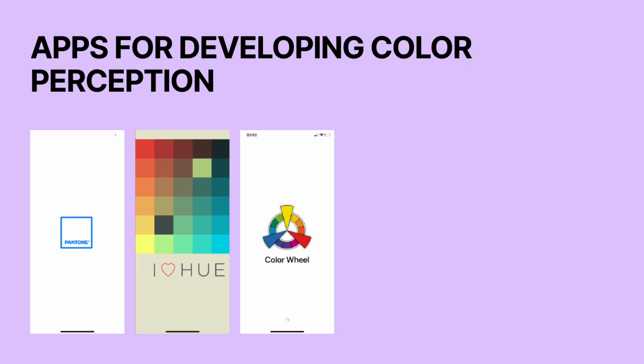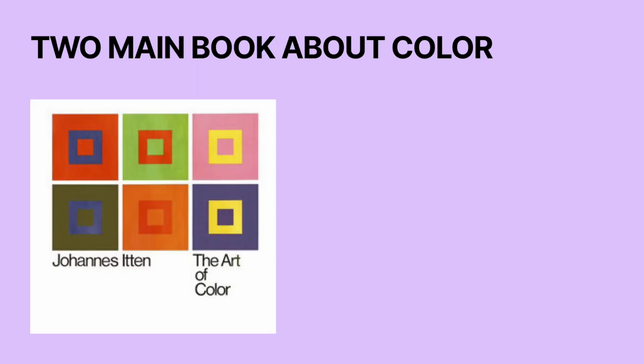Pantone. This is the Institute of Color Studies, and every year they announce the color of the year. Next, I love Hue. It's a game for color perception. Color Wheel. It's a color wheel, and you can use it as a prompt in your work. Next, I want to recommend one basic book about color. I recommend studying it first before trying to read others. It's Johannes Itten's The Art of Color.